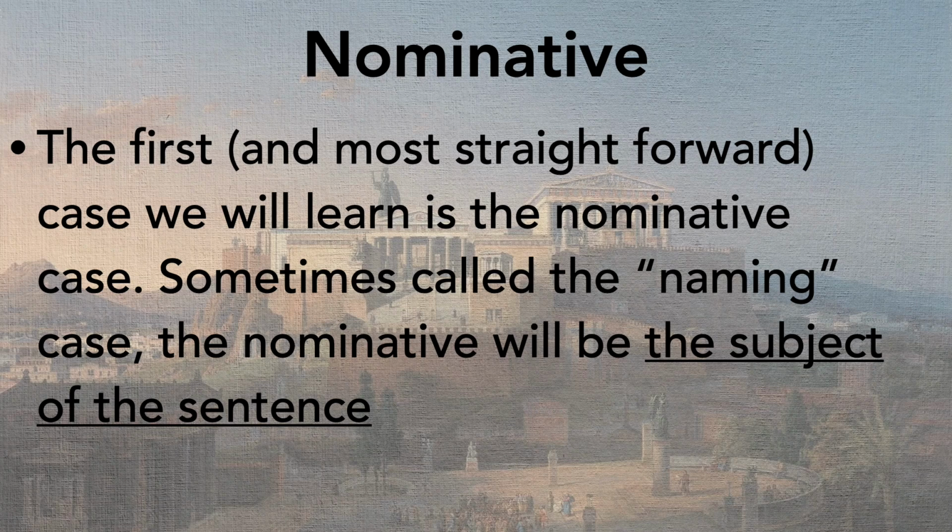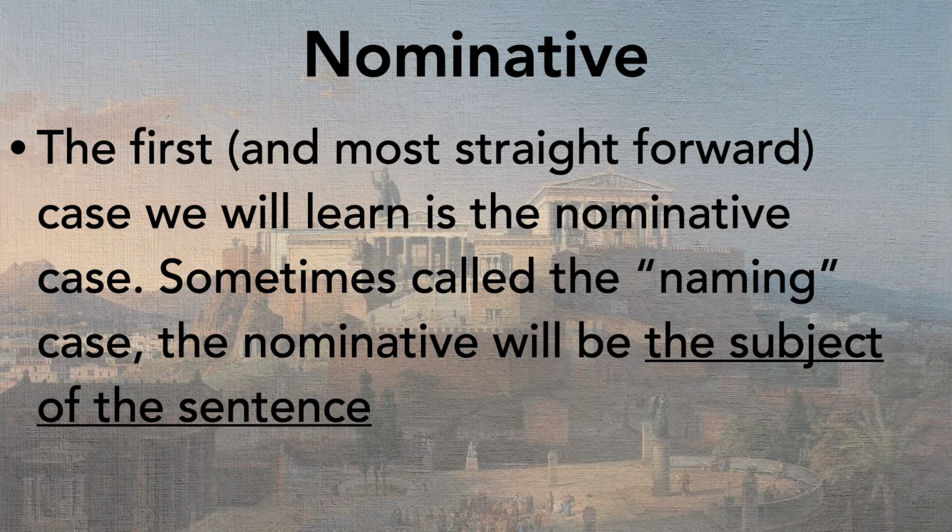Now, we're going to learn our first case in Greek. Here we go. The nominative case is the first case we're going to learn. It's the first and it's the most straightforward. There's less weirdness with the nominative case than some of these others, and it's pretty straightforward. Sometimes it's called the naming case. That's where the name nominative comes from. It comes from the naming case. And the nominative, here's the main thing to pay attention to. It's underlined in the sentence there. The nominative will be the subject of the sentence. The nominative is the subject of the sentence.